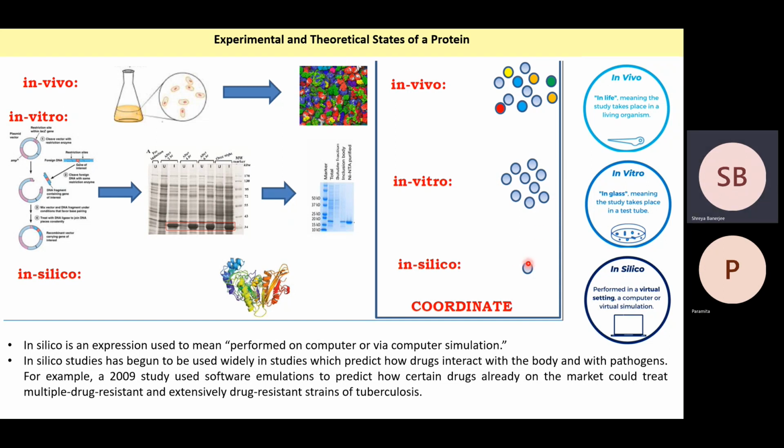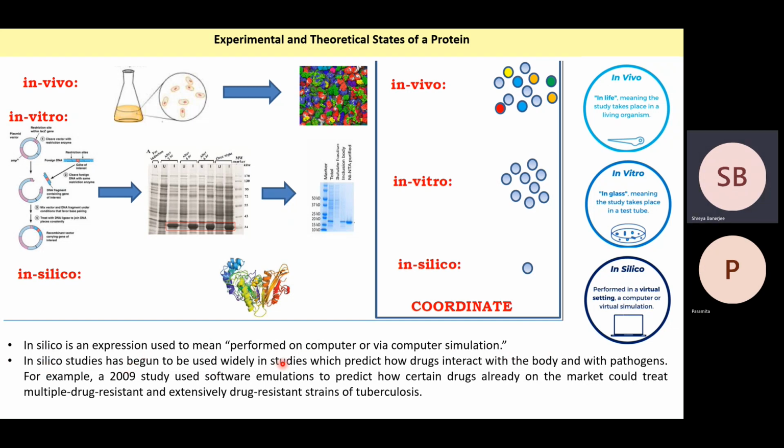But in silico, you can study a single molecule of that protein, because you are studying it in a simulation. So you can isolate out a single molecule, and you can study how that single molecule is folding or interacting with a ligand. So this gives an even clearer picture of what is happening. In silico is an expression used to mean performed on computer or via computer simulation.